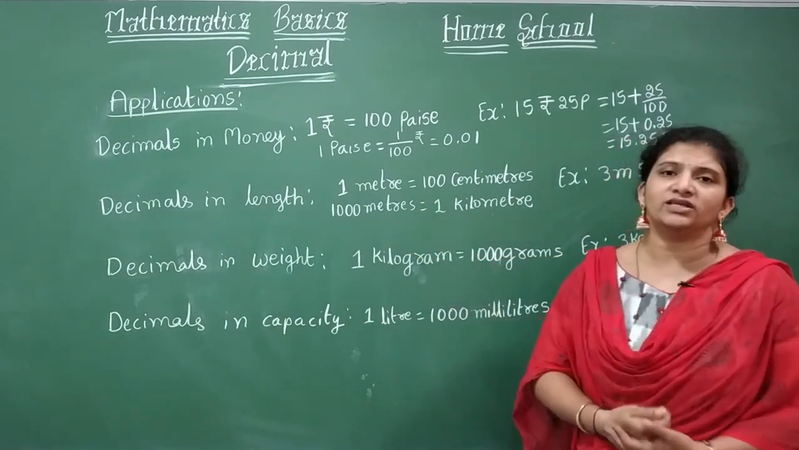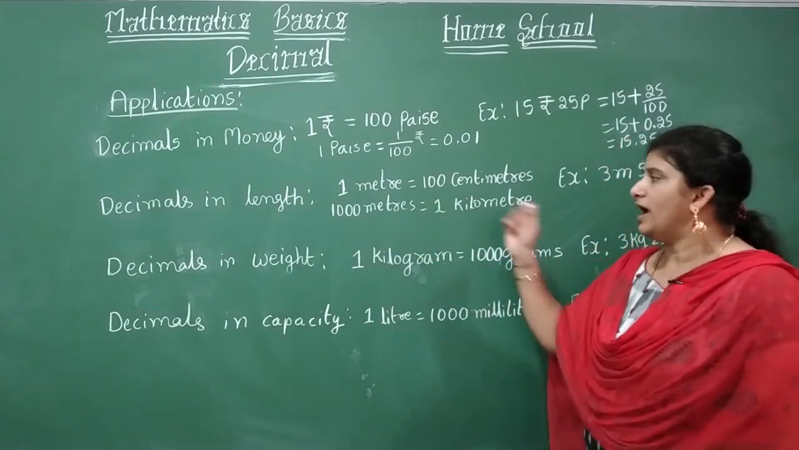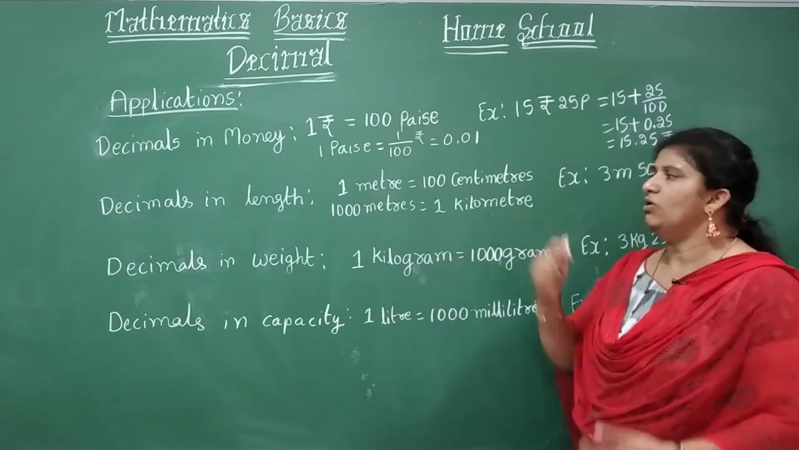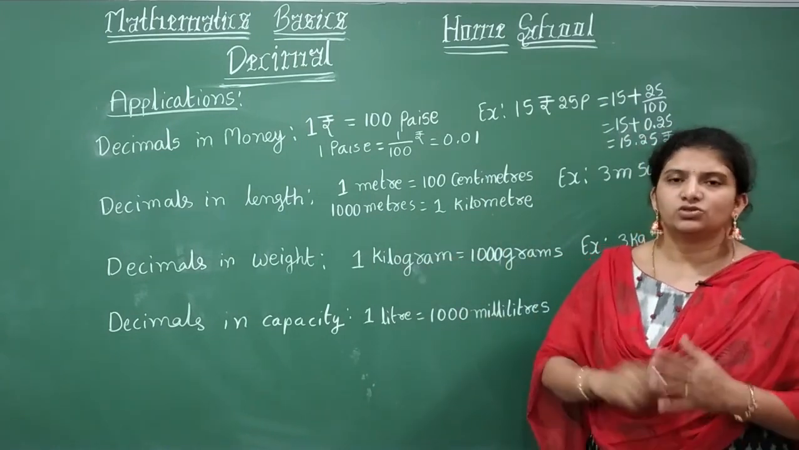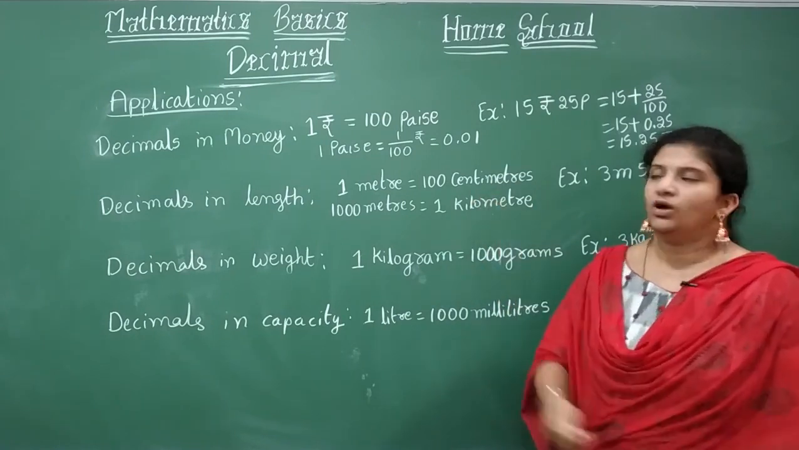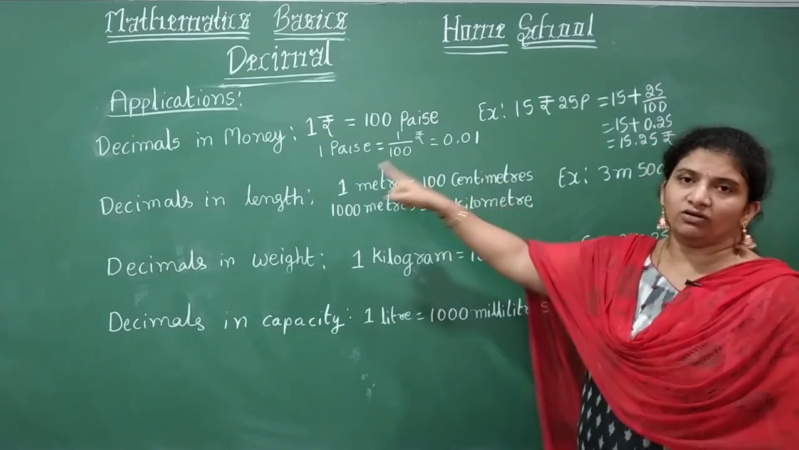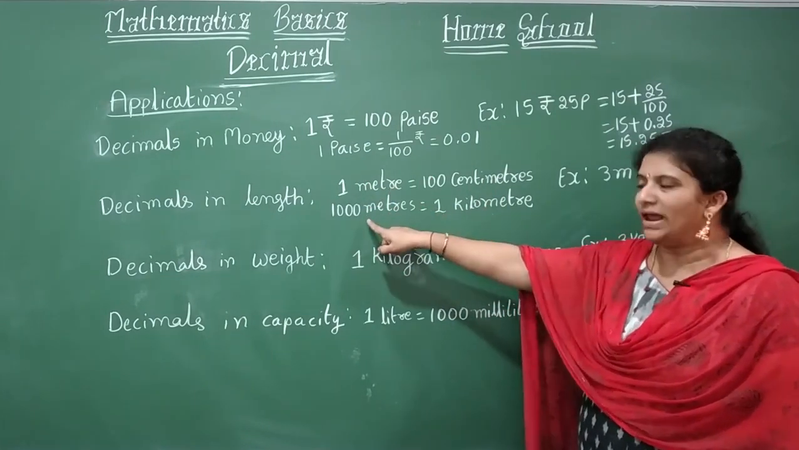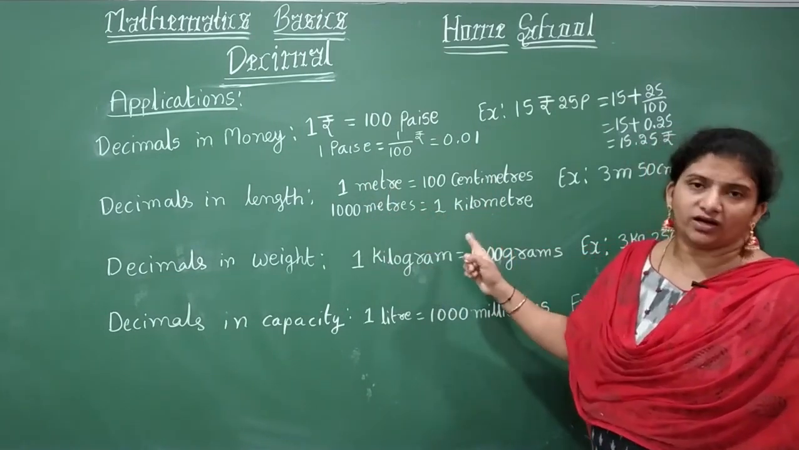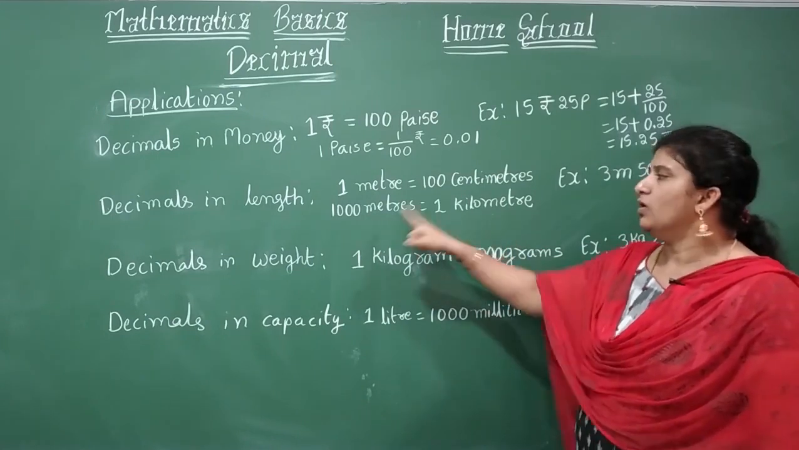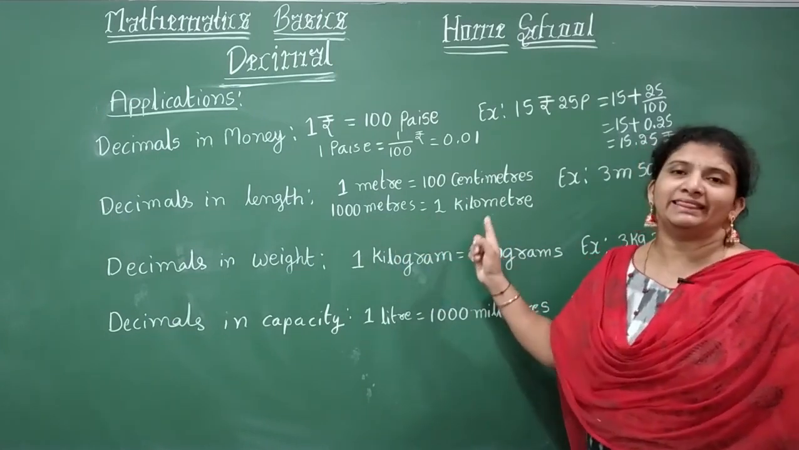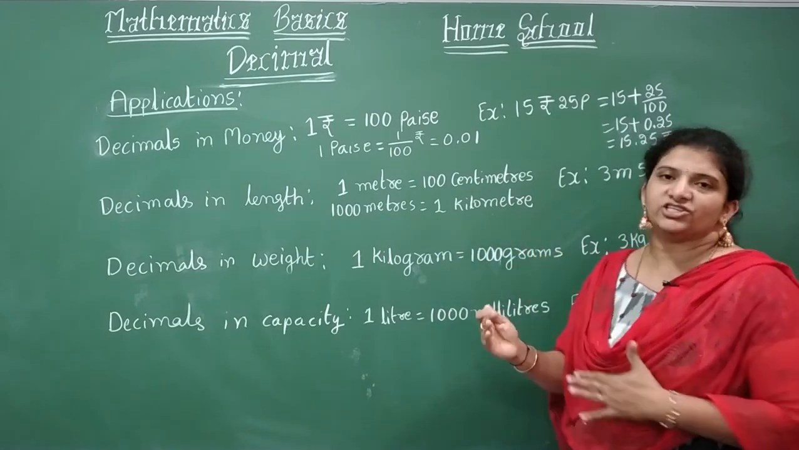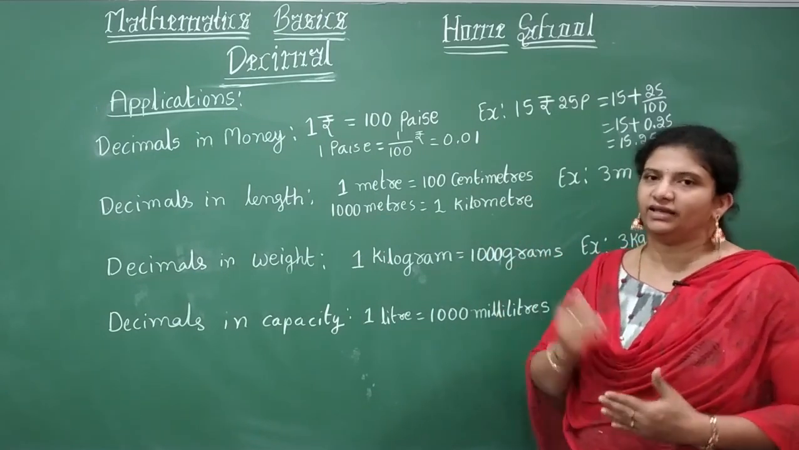Now next, convert decimals into length. Length, you know children, 1 meter is equal to 100 centimeters. Then 1000 meters is equal to 1 kilometer. Now if you want, you can convert: 1 centimeter is equal to 1 by 100 meters, or 1 meter, in the form of kilometers, is equal to 1 by 1000 kilometer. According to the question you see, you can convert.